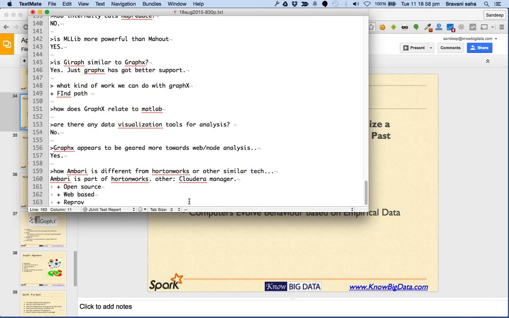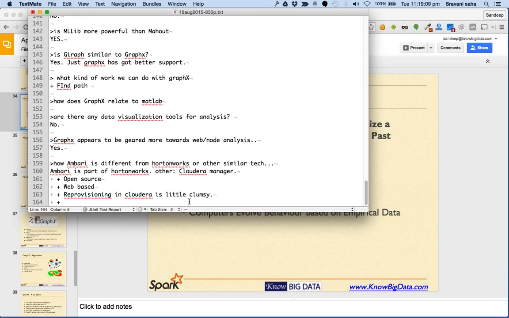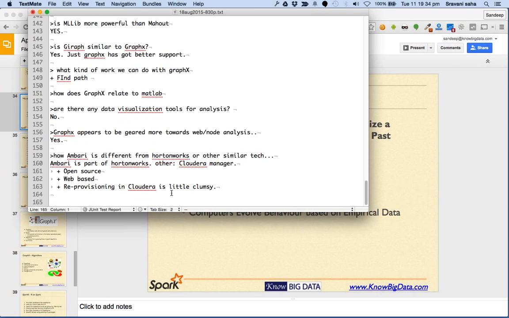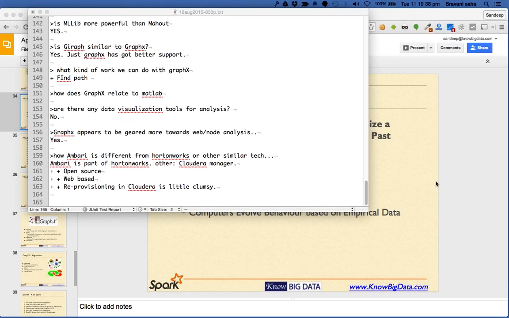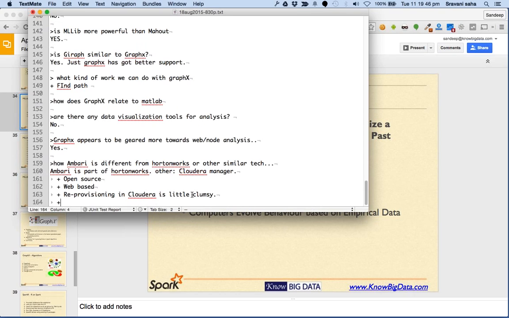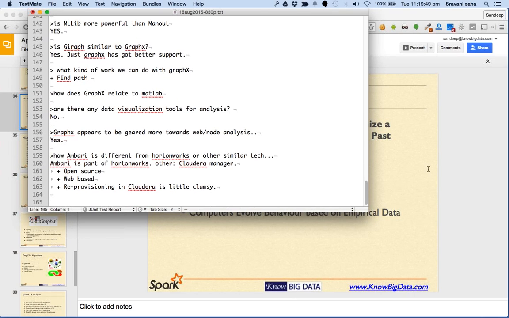Reprovisioning in Cloudera is a little clumsy because you have to run it again. If you have to add more nodes, it becomes a little difficult after some time. So these are the main reasons why I preferred Ambari over Cloudera Manager.